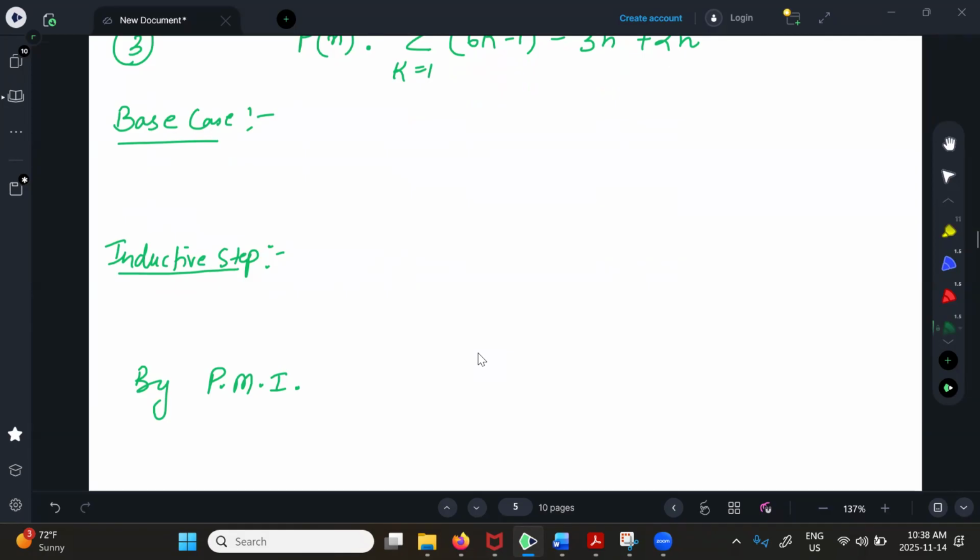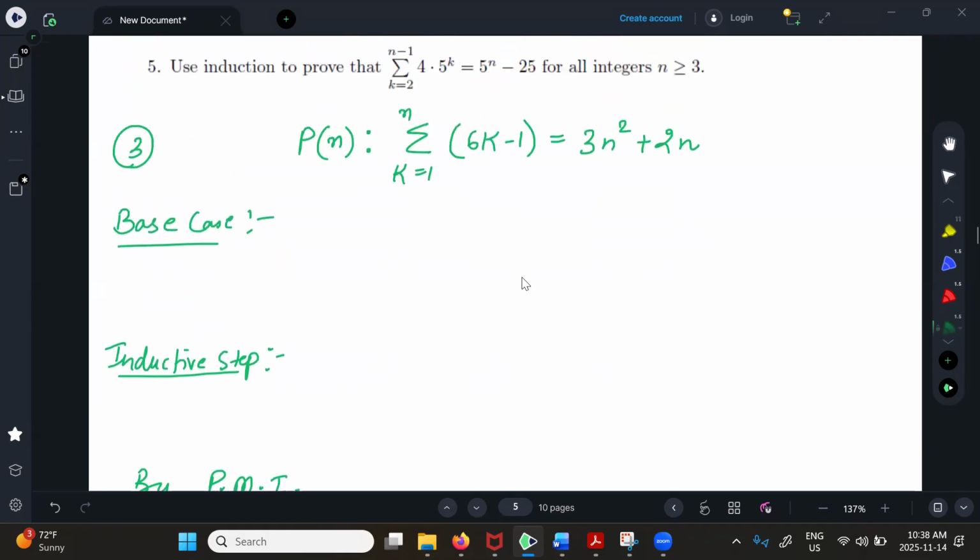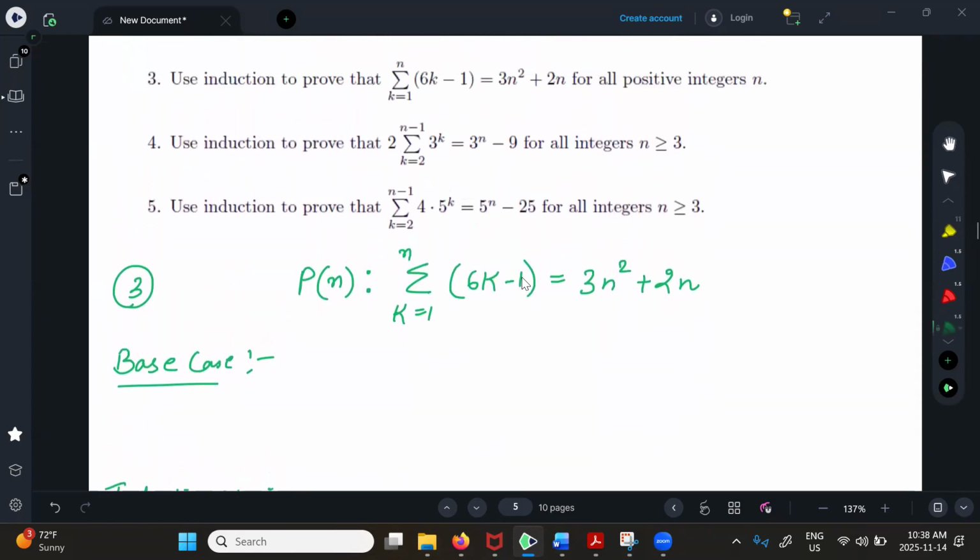But just write like this, exactly what I'm doing right here. Okay, what is the base case? Now this is another important thing. Where should I start?